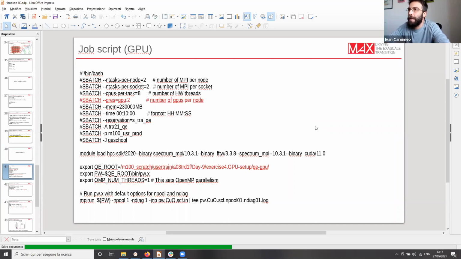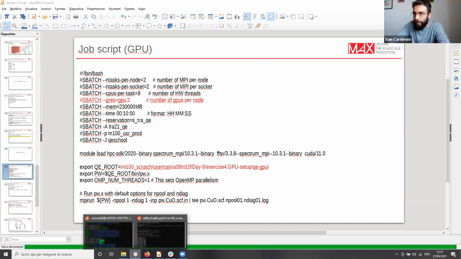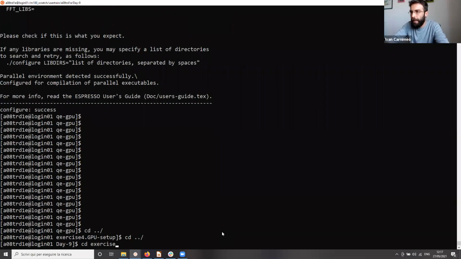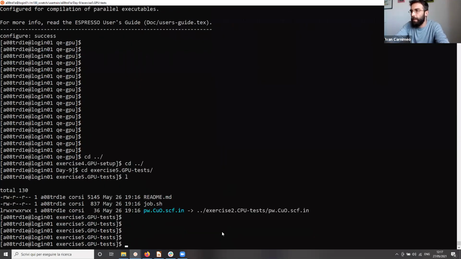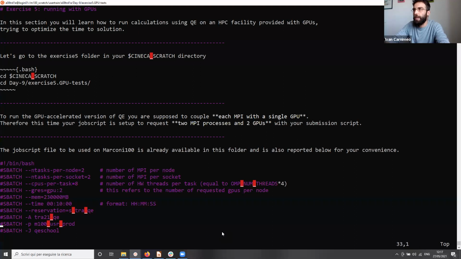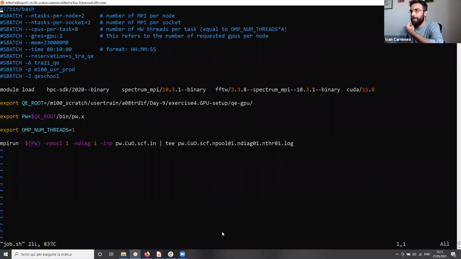So this is the batch script. You can take it from exercise 5. So here I can go back to exercise 5, and you see here again the README, which is where all instructions are reported, and the job shell. The job script is the same that I have pasted here.